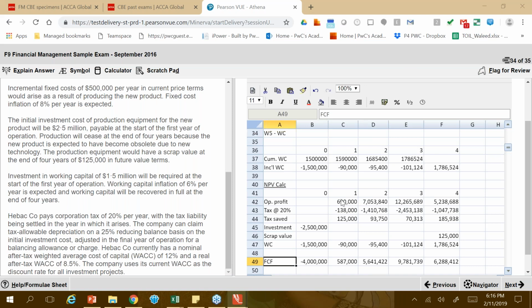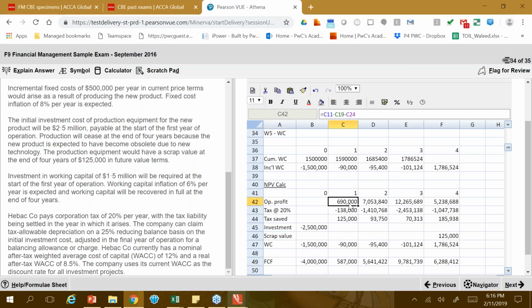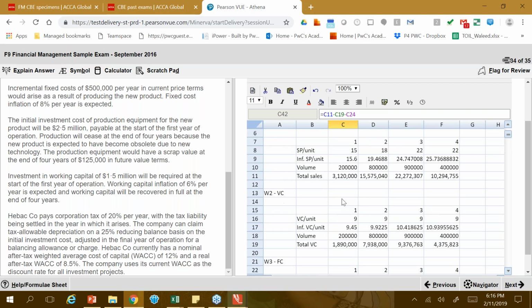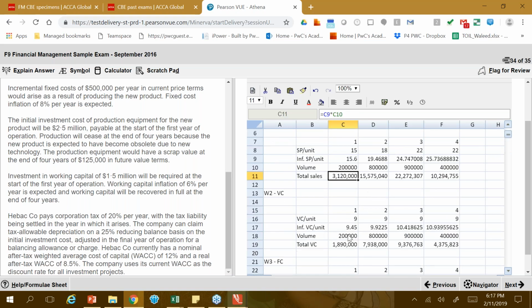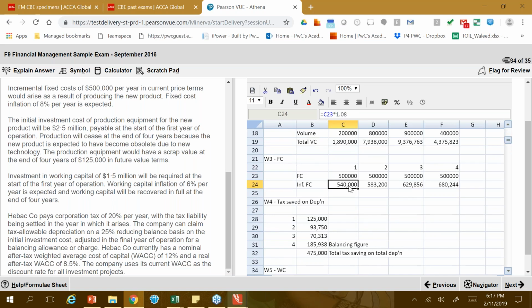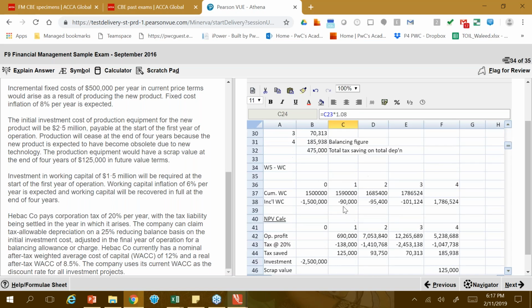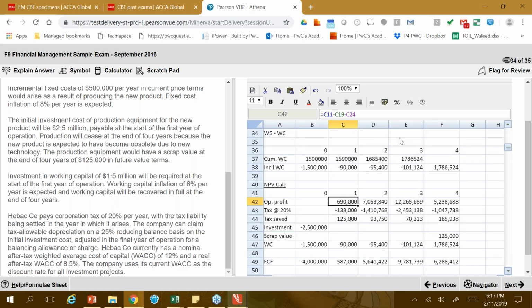Operating profit is sales of year one minus variable cost of year one and fixed cost of year one. So here is sales of year one, here is variable cost of year one, and here is the fixed cost of year one. So that is C11, C19, C24. So C11, C19, C24, that gives us operating profit, and then you just drag this forward to fill in the remaining parts of this operating profit line.